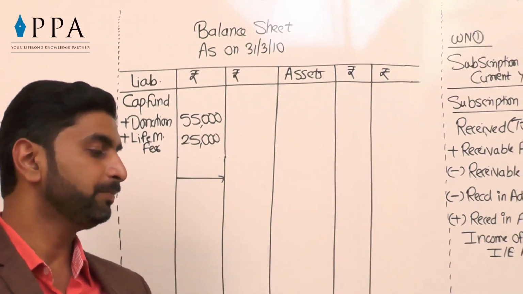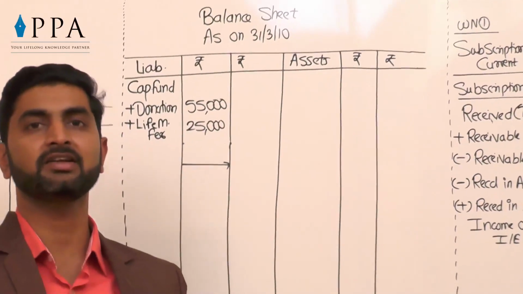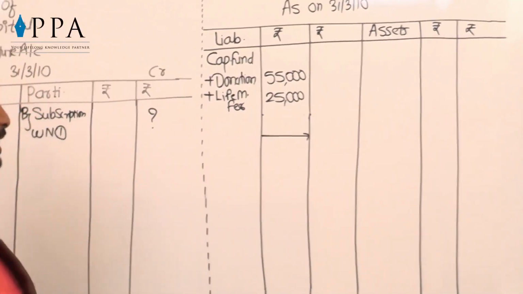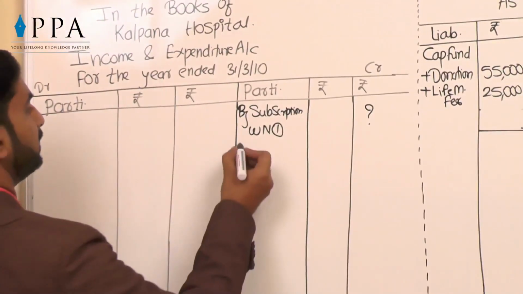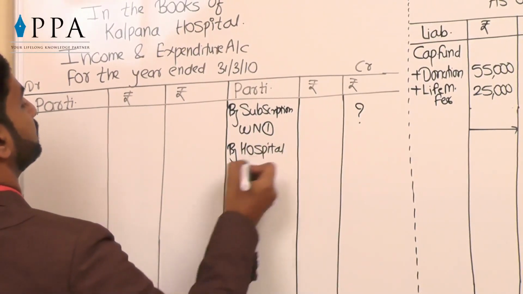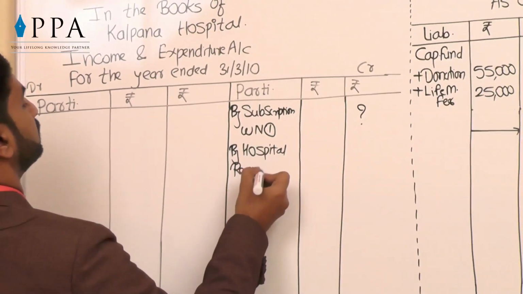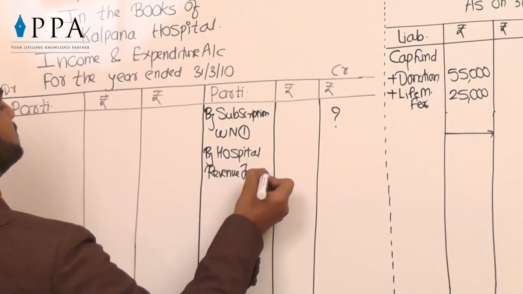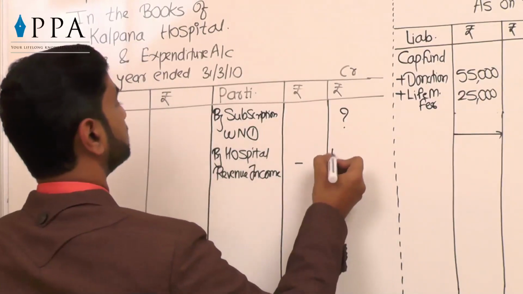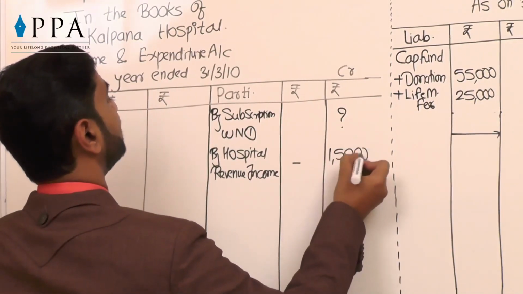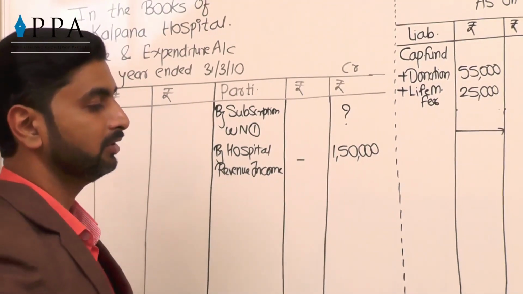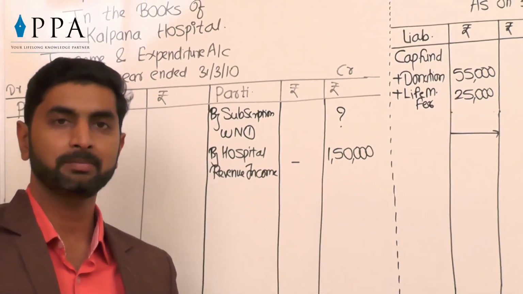Then it is given hospital receipts, revenue receipts. It's a revenue income, so it will go to the income and expenditure account credit side. So come to the income and expenditure credit side, by hospital revenue income. There is no adjustment, directly to the outer column. It is 1,50,000. Revenue, day-to-day income, OPD fees collection and medicines amount collected, whatever. So this was all about the receipt and payment debit side.